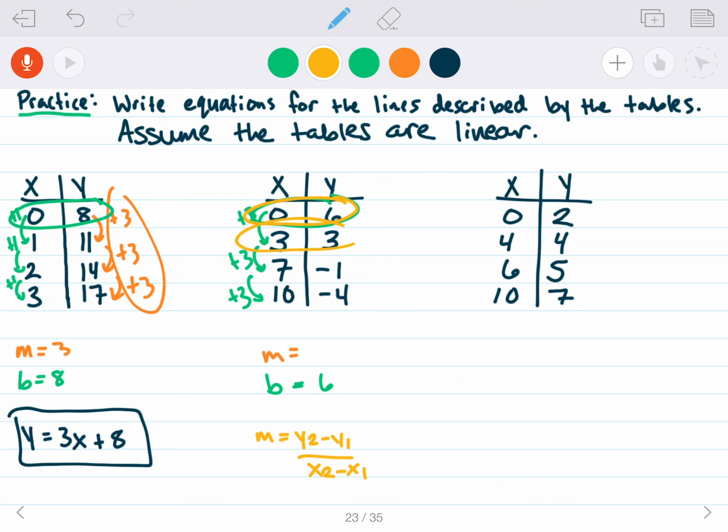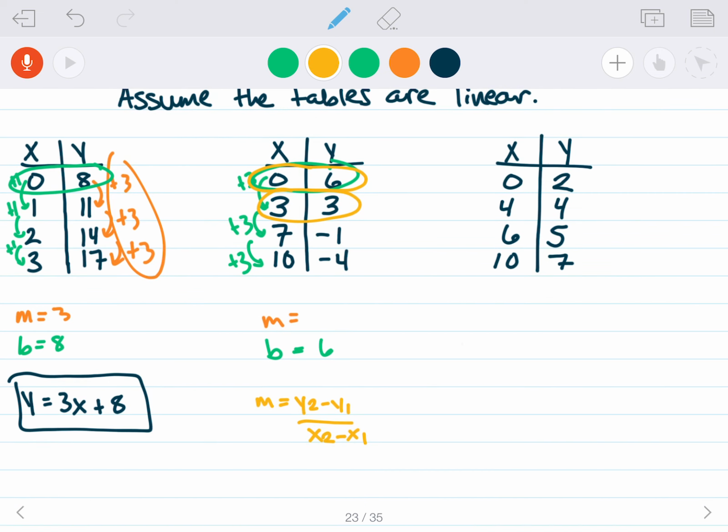We have 1, 2, 3, 4 ordered pairs, so pick 2 of them and use the formula. I'm going to pick the first 2. So our first ordered pair is 0, 6. And our second ordered pair is 3, 3.